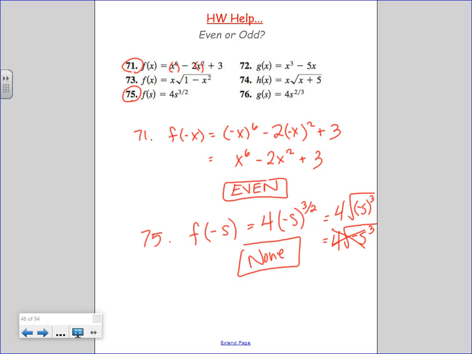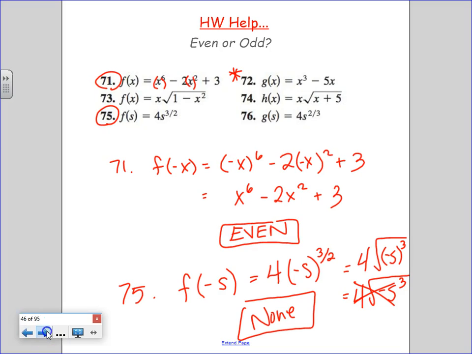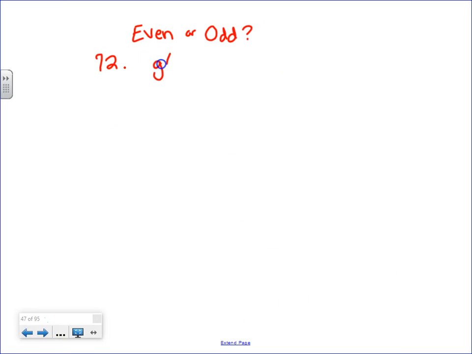Now let's do one more. Let's do number 72. I said I might choose one extra one. So if you want to do this in your notes, it's not a bad idea. It's not a homework problem specifically, I don't think. You just said 71, 75. So number 72, and I'm going to insert a new page just so that this doesn't get too crazy. We're still trying to ask ourselves the question, even or odd. And our function is g of x equals x cubed minus 5x.